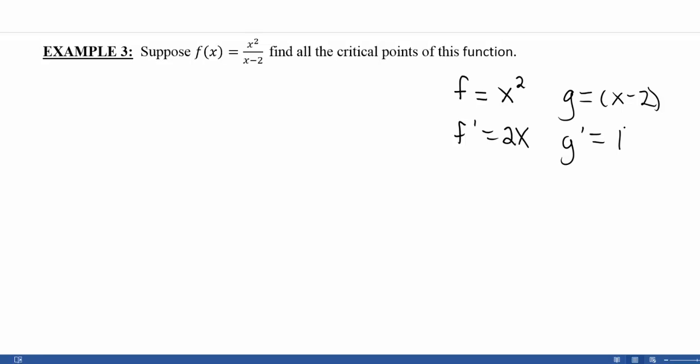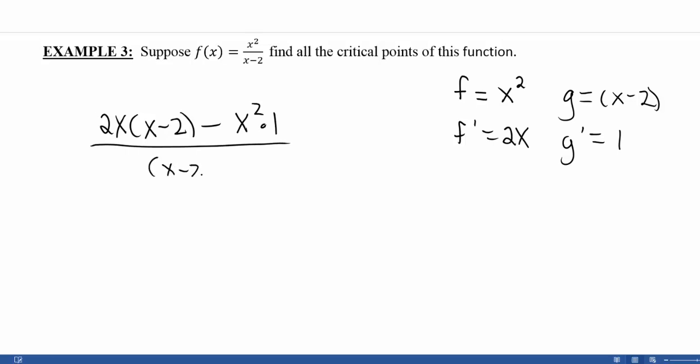So I'm going to do f prime times g. So I have 2x times x minus 2 minus f times g prime. So x squared times 1, all divided by g squared. So I'm going to have x minus 2 squared. So my first derivative, unsimplified, looks like this.